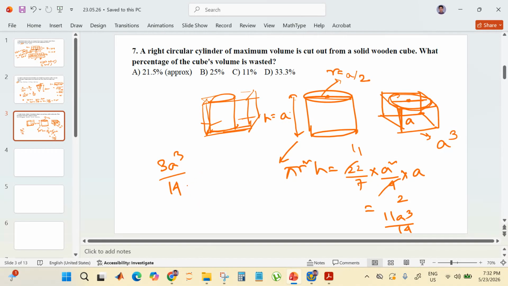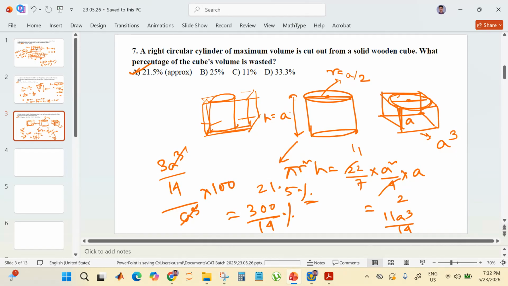And what is the percentage wasted? By a cube into 100, because with respect to the cube volume you have to find the wastage amount. So a cube will cancel. 3 by 14 into 100, that means 300 by 14 percent has been wasted. So if you calculate, it is 21.5 nearest answer. So 7 has been completed. It is also a very easy and very good question.